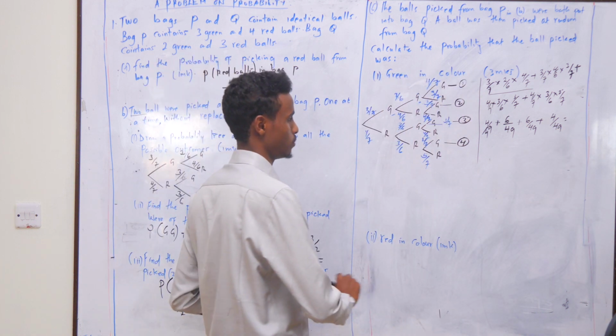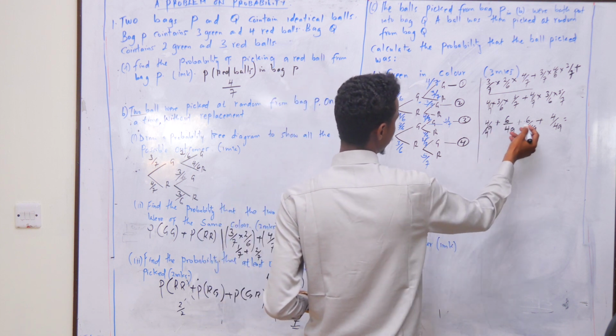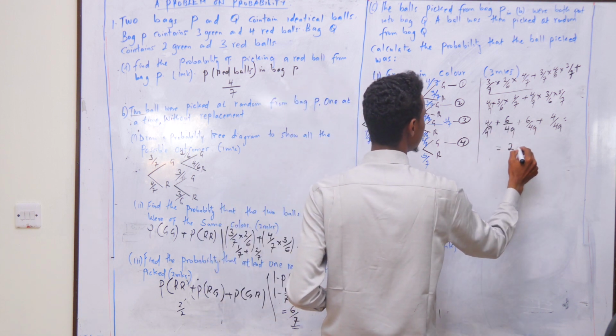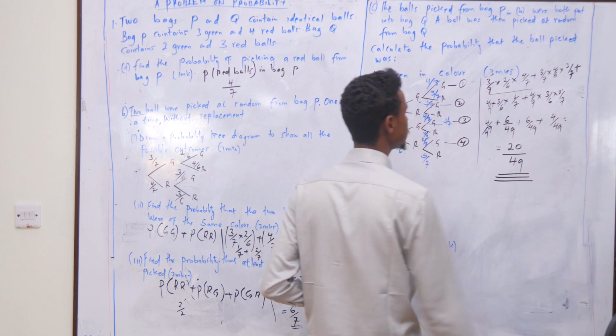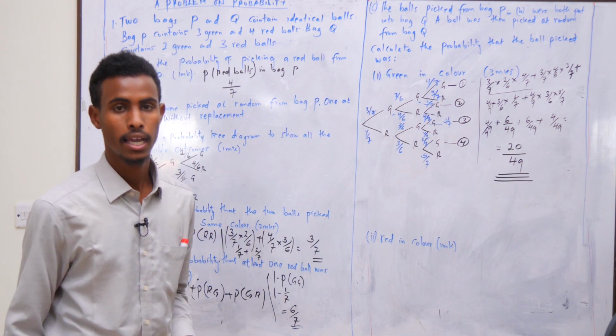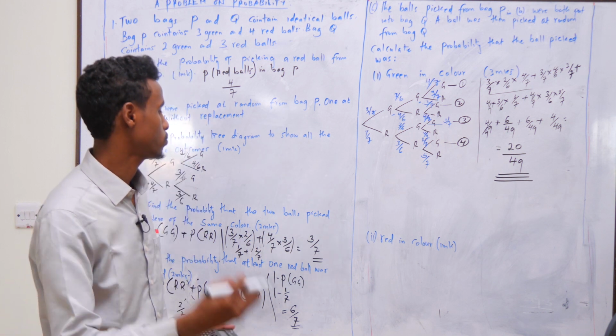Now class, this is a very simple concept. The denominators are the same. What do we do? We add the numerators. 4 plus 6 is 10, 16, 20. Now it will be 20 out of 49. That is the probability of picking a green ball from that bag.